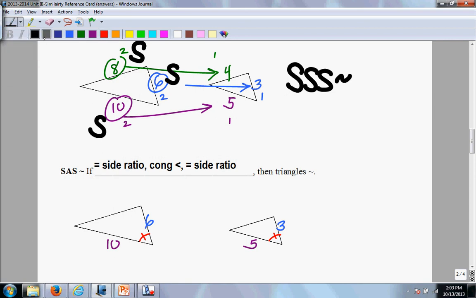So here, 6 to 3 is 2 to 1, 10 to 5 is 2 to 1. So here we have a pair of equal side ratios. Then, squeezed between the sides, we have a pair of congruent angles. And then 10 to 5, it is a 2 to 1 ratio. That's another pair of side ratios which are equal. So this last one's called side-angle-side similarity.